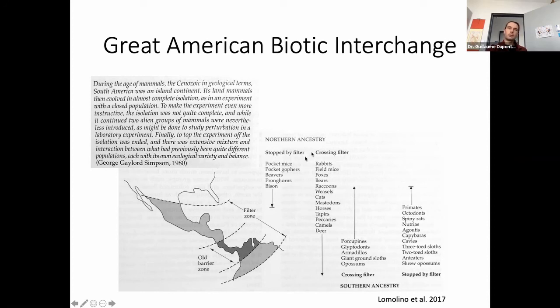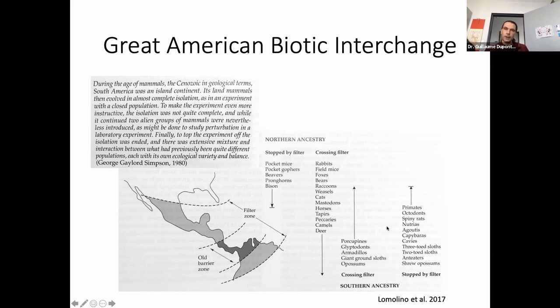A large number did it though, including rabbits, foxes, bears, raccoons, weasels, cats, horses, tapirs, peccaries, camels, deer. What you see here is that a large number of carnivores made this. And carnivores, of course, can often have a higher ecological flexibility than a herbivore, if it's particularly confined to specific foods.